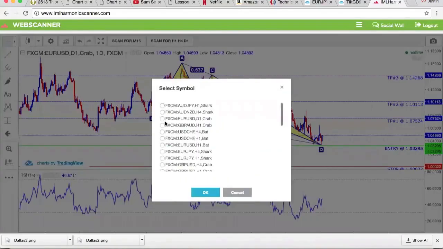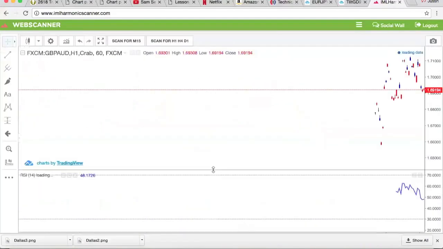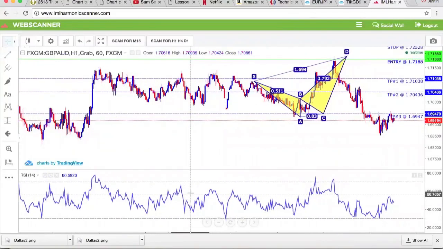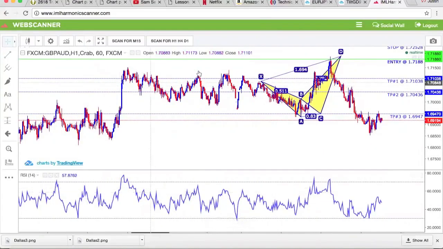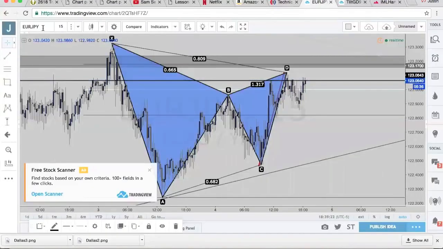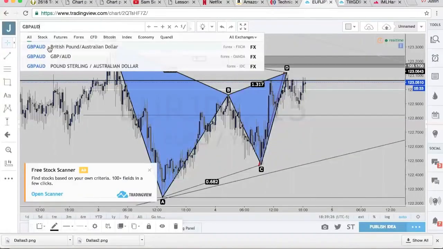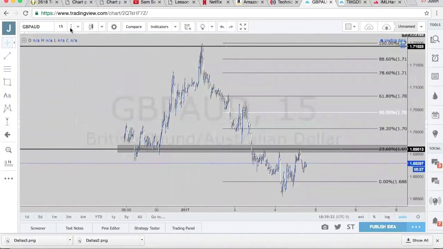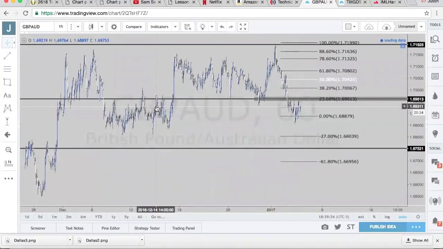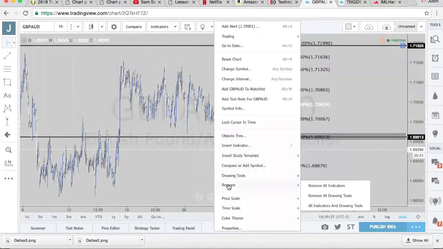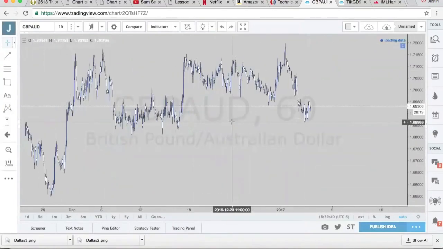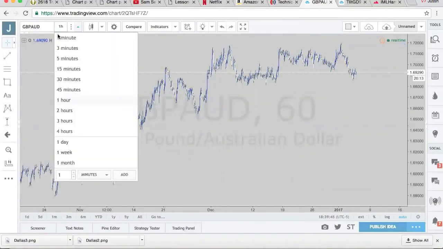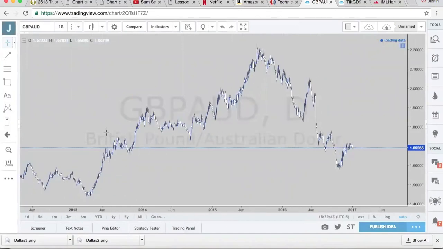See this one. GBP/AUD was a nice trade here. So GBP/AUD on the H1. Let's check this one out. Remove all drawing tools. Okay, so let's look currently what trend is doing.